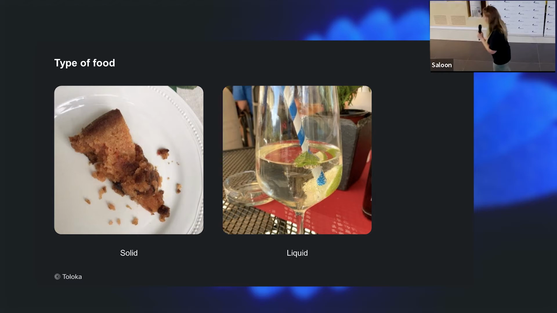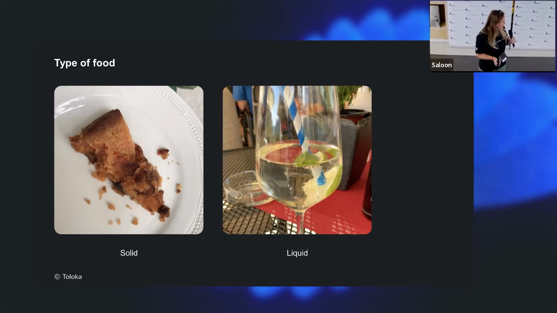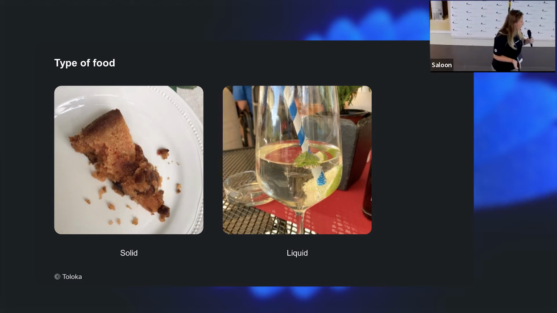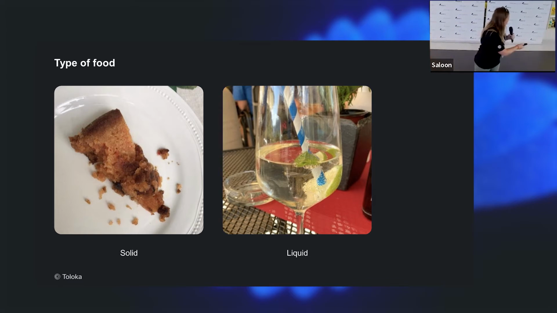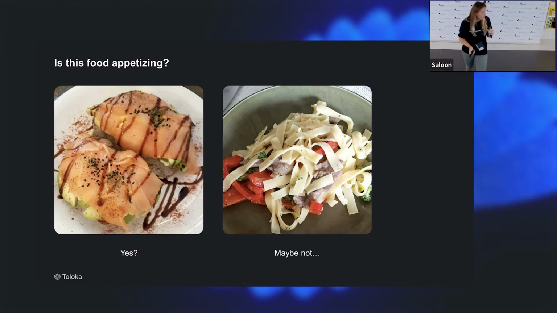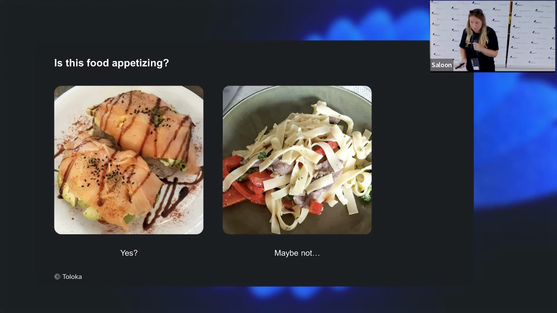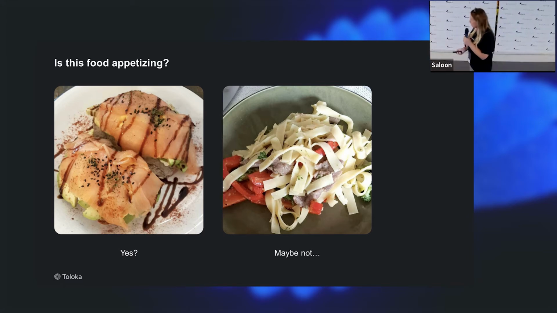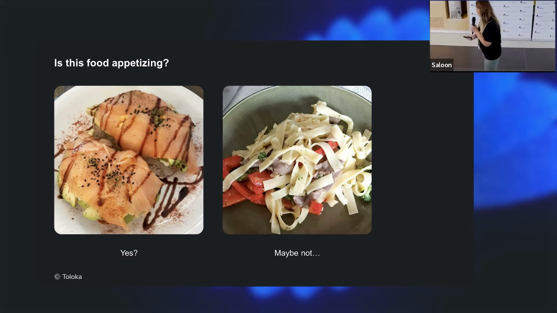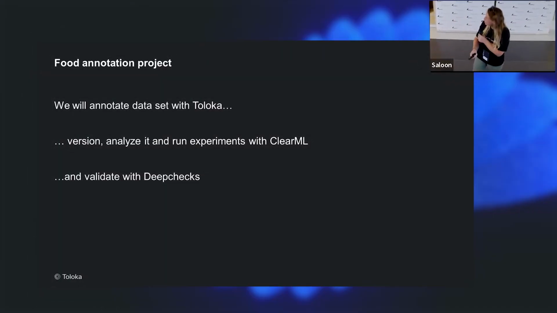The first thing we have noticed is that a lot of images, all of them, are either of solid food or liquid food. So we thought, okay, maybe this is something we could annotate. Another thing that we noticed is that this is not an Instagram looking food data set. So some of the pictures there were quite appetizing and some not so. That's why we have decided to annotate this data with these two questions with Toloka, then version it, analyze it, and run experiments with ClearML, and then check it with Deepchecks.